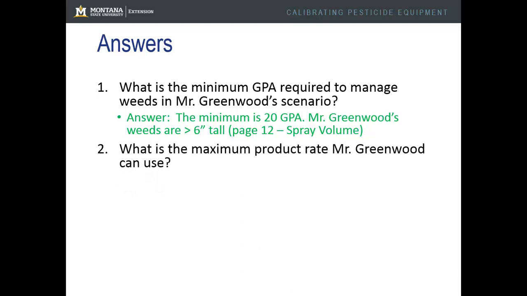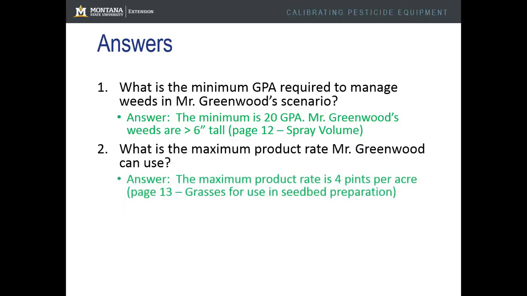Question number 2. What is the maximum product rate Mr. Greenwood can use? Answer: the pesticide product label states on page 13 under grasses for seedbed preparation that the maximum product rate is 4 pints per acre.